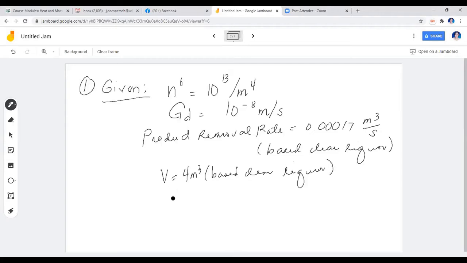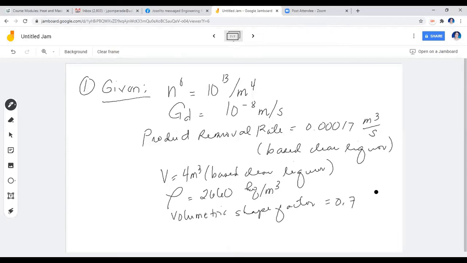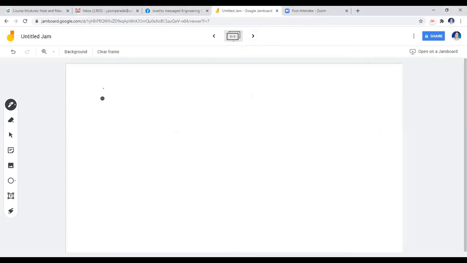And we're given the density, 2,660 kilogram per cubic meter. And the last, which is the volumetric shape factor, which is 0.7. Now, 6 information given by the problem. Then we go to the required information.